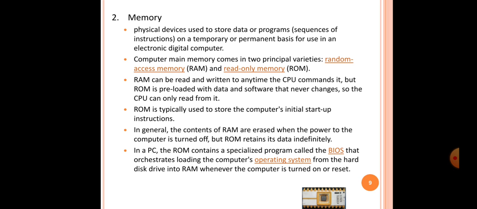Now what is a RAM? So in general, the contents of the RAM are erased when the power to the computer is turned off, but ROM retains the data indefinitely. Okay. So RAM means what? Suppose there is a 4 GB RAM. When you are using different software, the software gets fetched into that RAM. Okay, so after you close that app, or you can say the software, the RAM is again erased. So RAM can be read and written. Okay, so this is the difference between RAM and ROM.